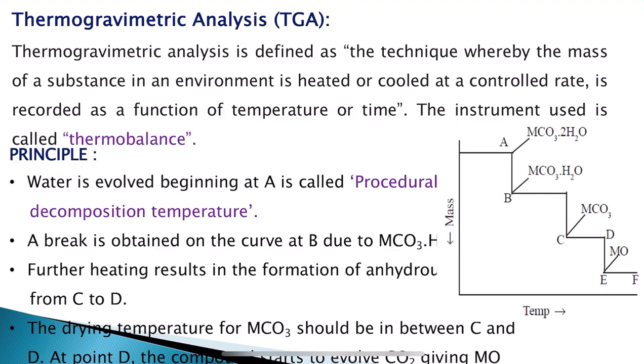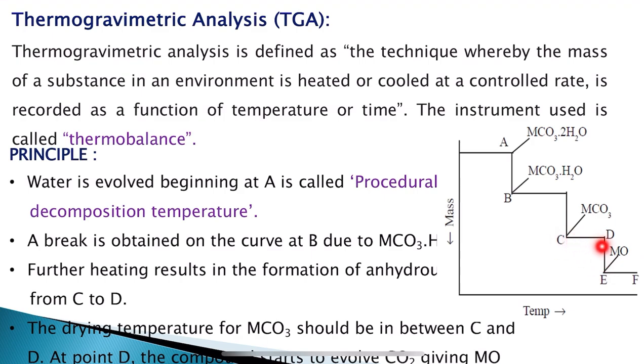The thermal stabilities of the original sample, the intermediate compounds and the final product can be ascertained from an examination of various regions in this curve. If we observe the different regions in this curve, we can say how stable the compound is. So, here MCO3·H2O is stable till this temperature. Next, MCO3·H2O is stable till this temperature. And MCO3, that is metal carbonate, is stable till this temperature.